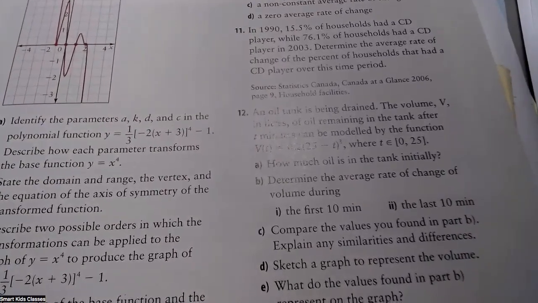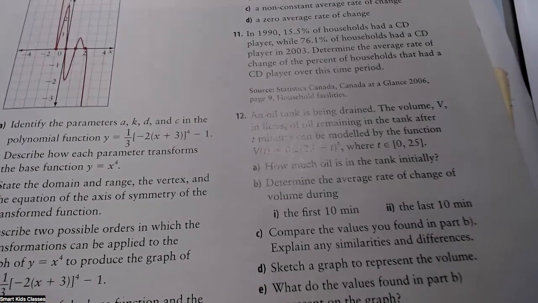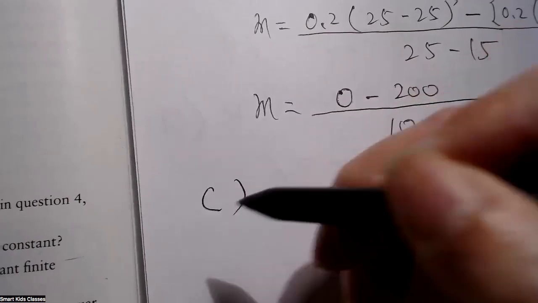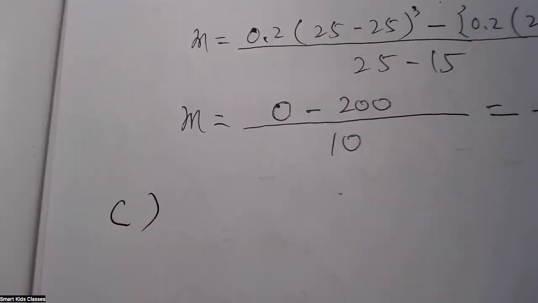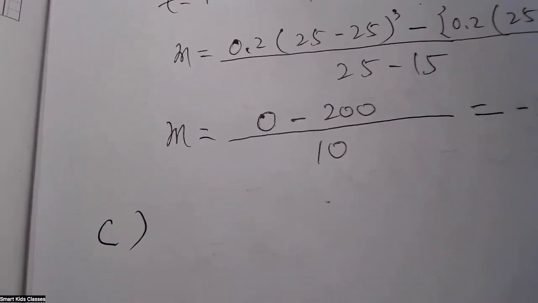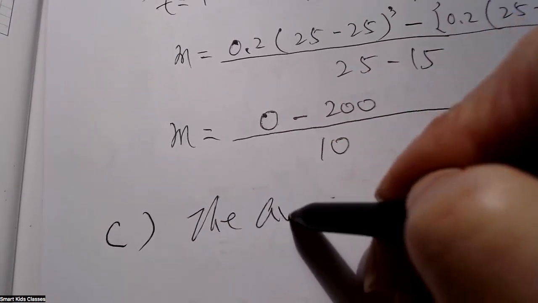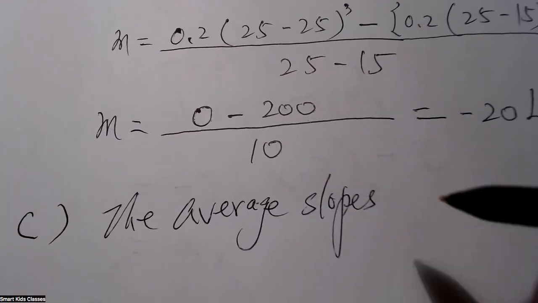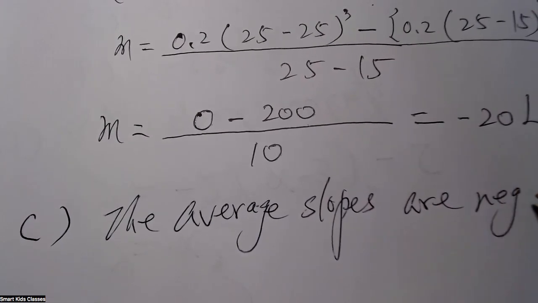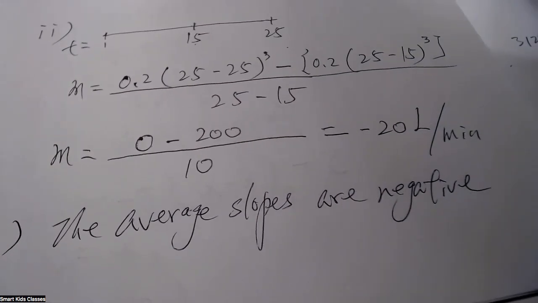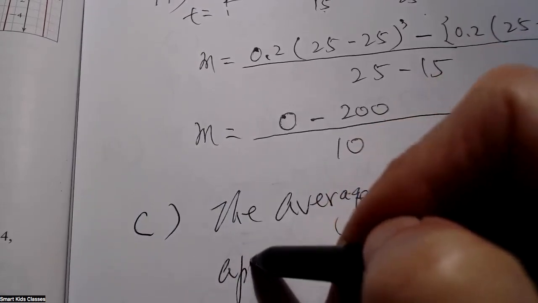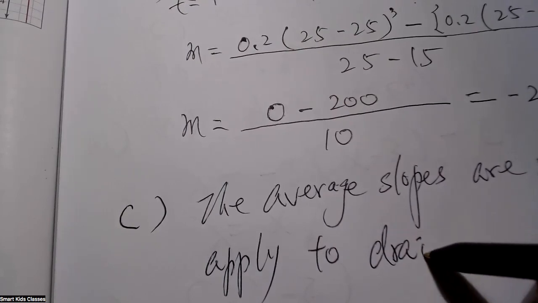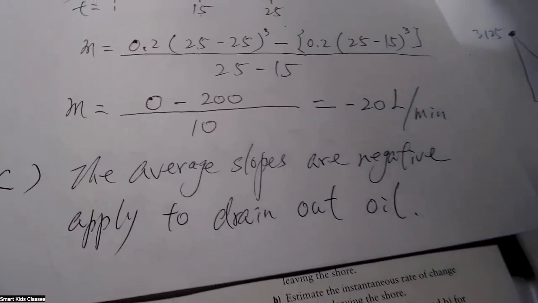Now, we are going to find C. Compare the variable you found in B, and explain any similarity or difference. How are we going to explain it? By B, we get 2 negative slopes. So the average slopes are negative. So they are negative slopes, which applies to draining out the oil. So that's how we explain it.